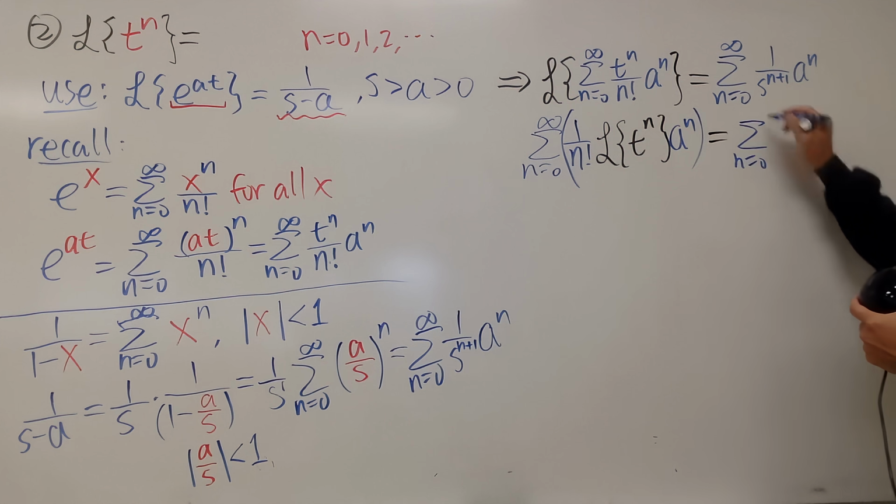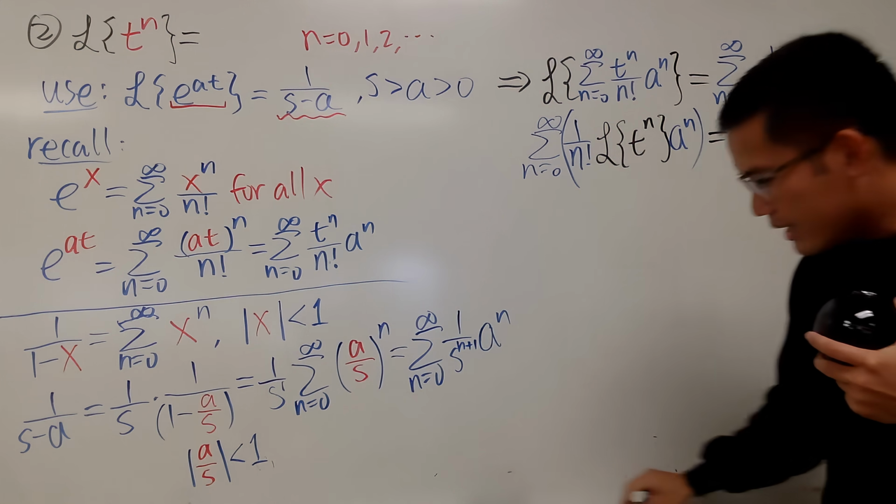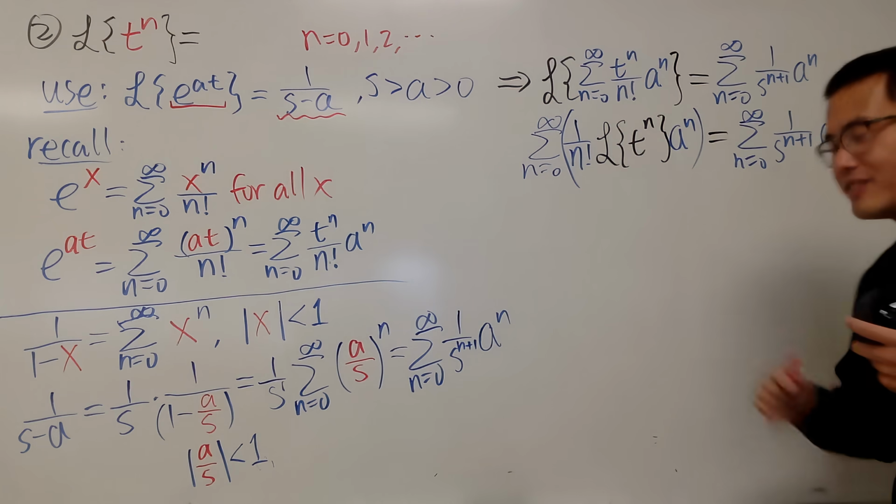All right, and then on the right-hand side, this is equal to the sum as n goes from 0 to infinity of 1 over s to the n plus 1. And here we have a to the nth power. And here is the punchline. Maybe you can see already, which is very nice.